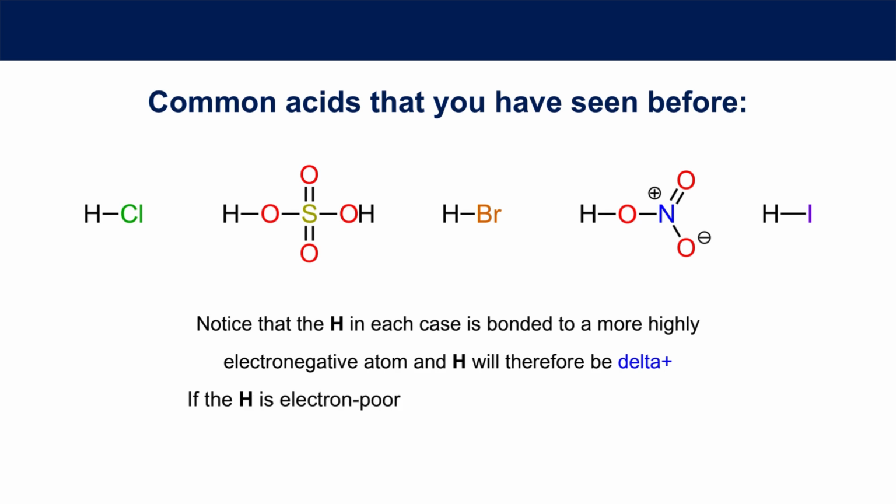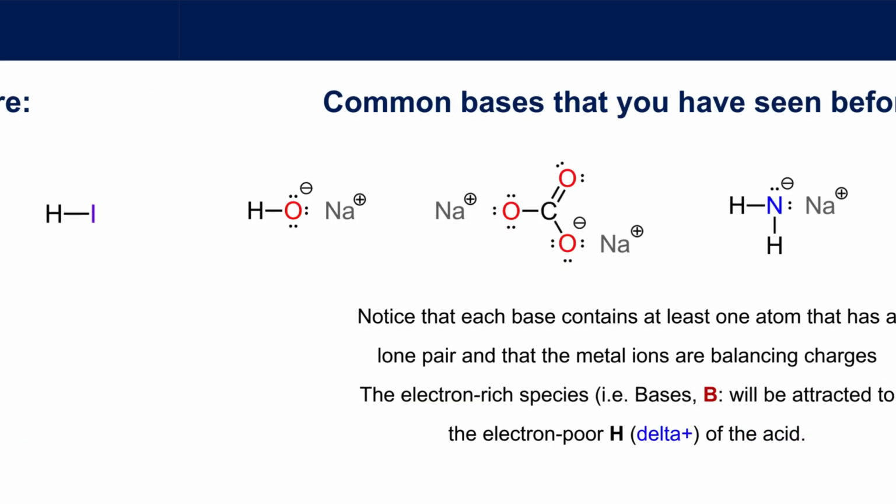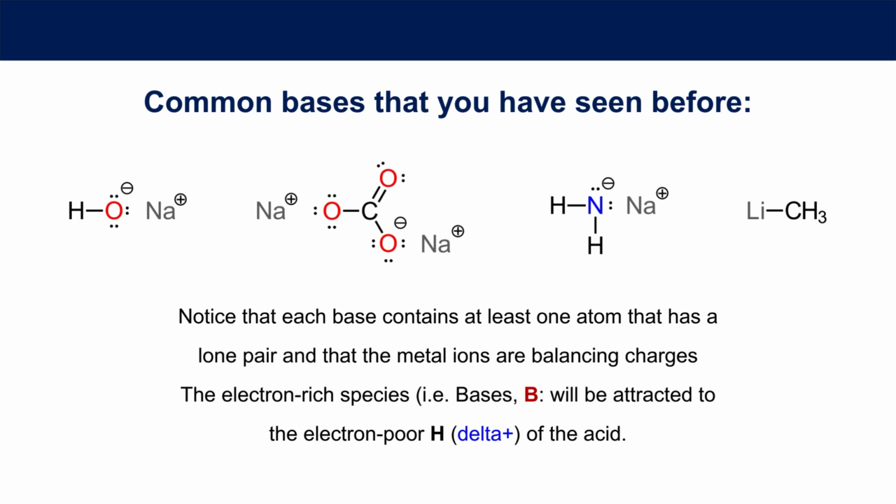bases. In each case, the acidic proton is bonded to a more electronegative element, which makes that proton somewhat electron poor. That proton will therefore be able to attract electron-rich bases. Likewise, many of the bases used in general chemistry are also employed in organic reactions. Sodium hydroxide and sodium carbonate are simple examples, and comparing them with specialized bases used in organic chemistry, such as sodium amide and methyl lithium, some common features appear.